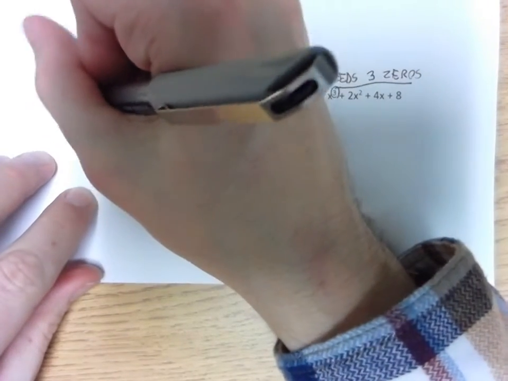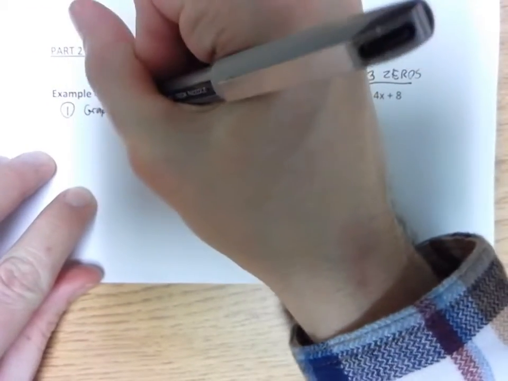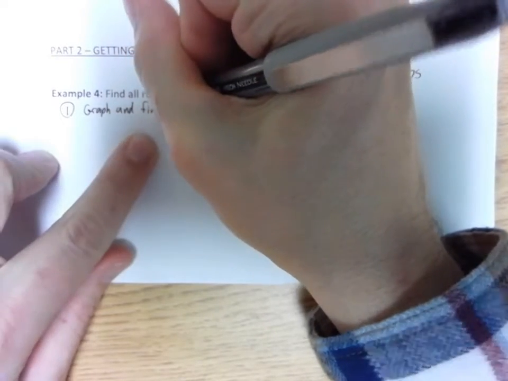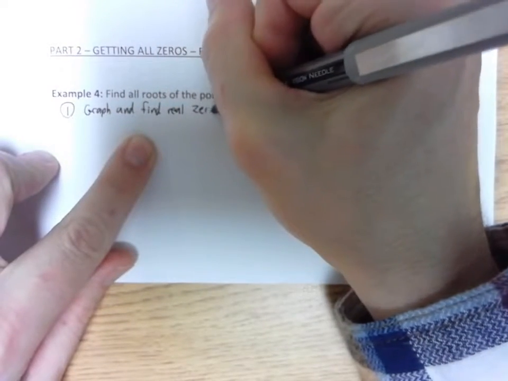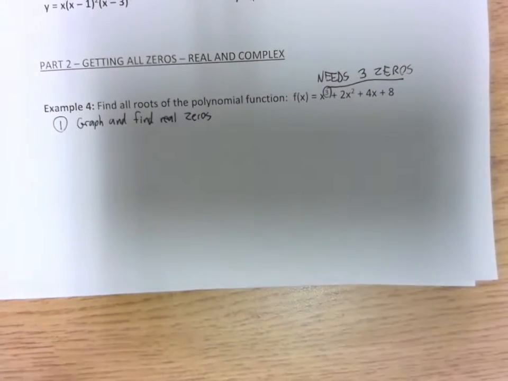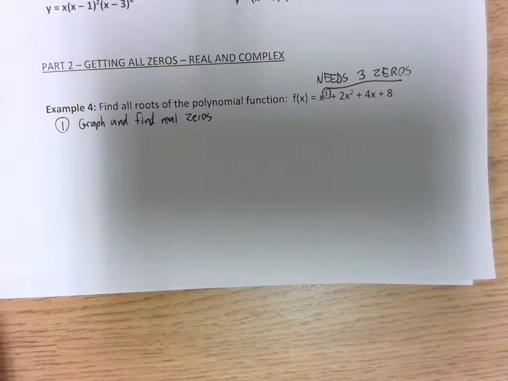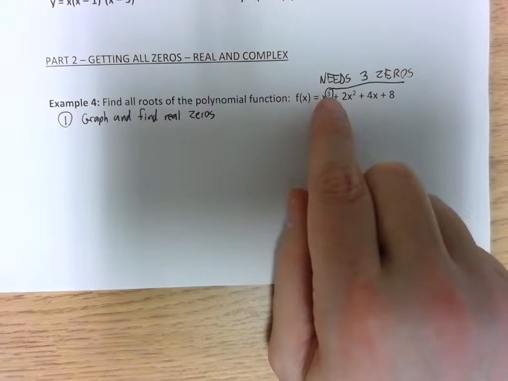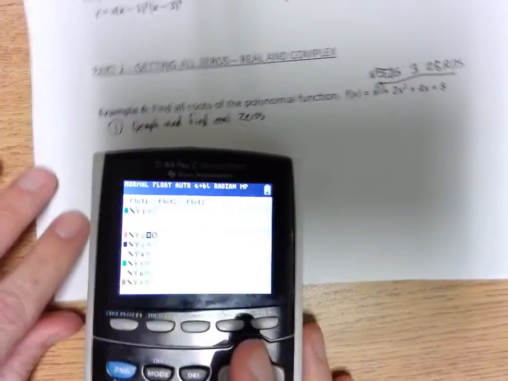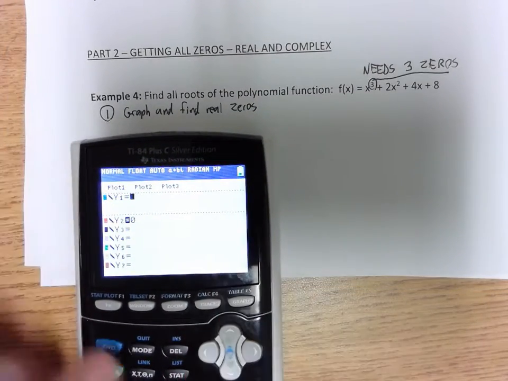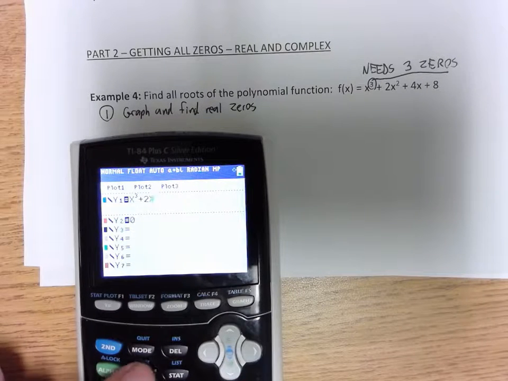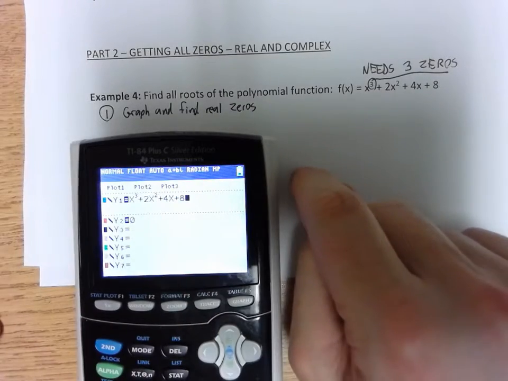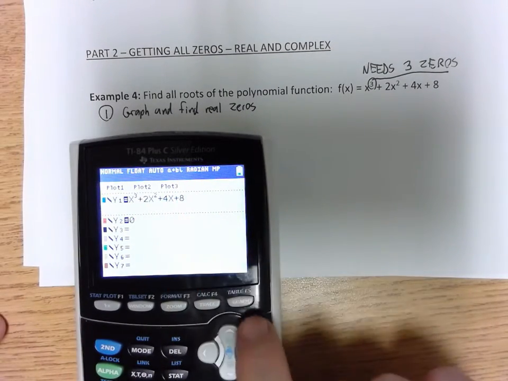So graph it. Graph and find real zeros, however many there are. If there's 1, find it. If there's 2, find them. If there's 20, find them. Whatever there is, that exponent says there could be up to 3, but we can't guarantee there are 3 real ones. So we'll graph it and put that in y1. I should clarify, there's going to be 3 zeros, but we can't guarantee they're all going to be on the graph. Okay? So y1, and 0 in for y2.